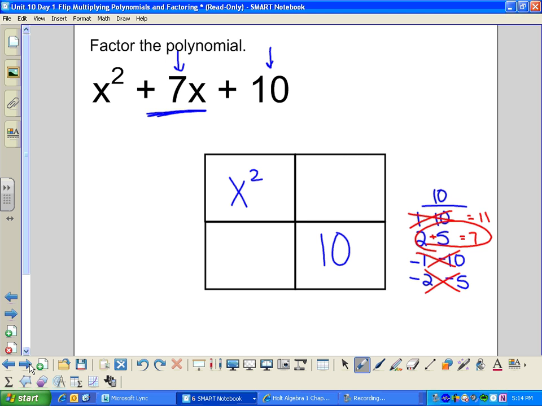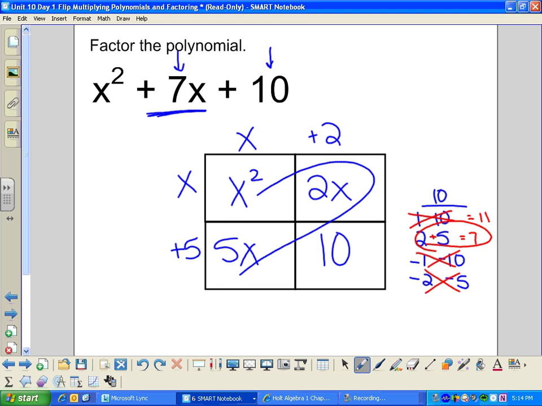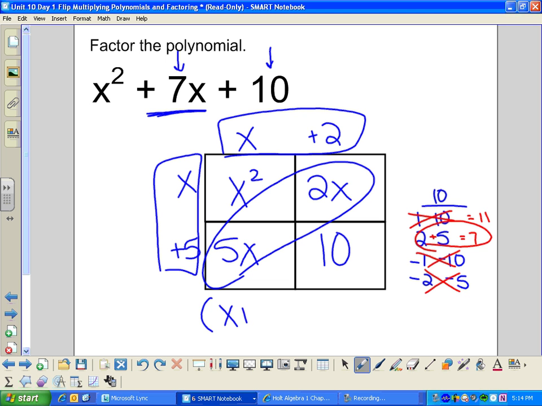So I'll have a 2. So this is an x, this is an x, and this will be a 2, and that'll be a positive 5. So this is 5x, this will be 2x. I can look at that, and I can see that when I combine my like terms, I end up with x squared plus 7x plus 10. So my two factors are x plus 5 and x plus 2.